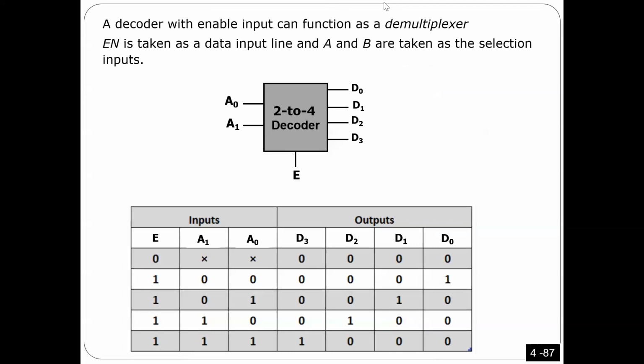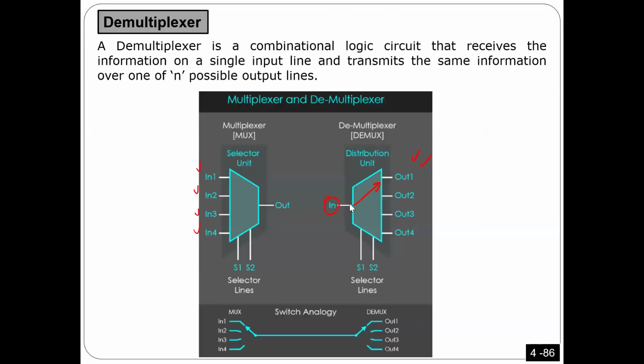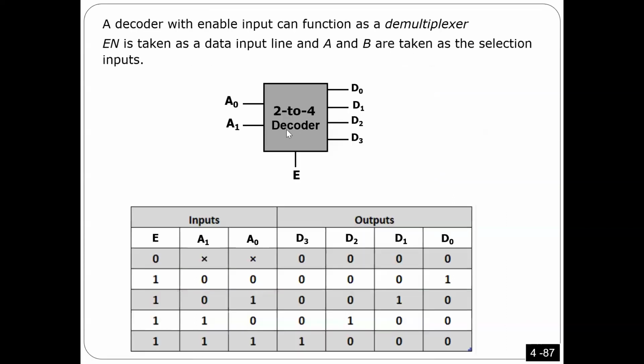So here is one way to implement this demultiplexer. One way to implement the demultiplexer is actually using a decoder. I'm going to tell you how. So I don't need to design a new logic circuit for demultiplexer. A decoder, I can twist a little bit the way I use a decoder to make it a demultiplexer. How? I'm going to tell you how.